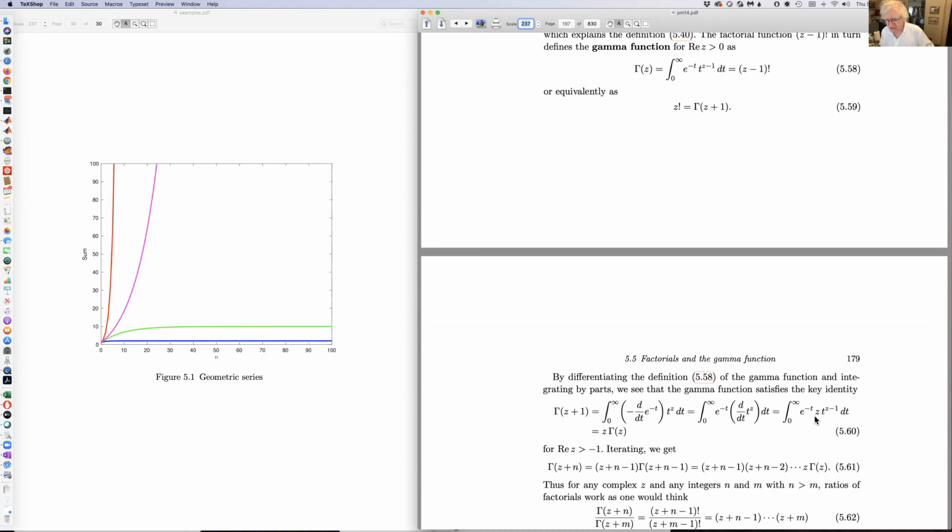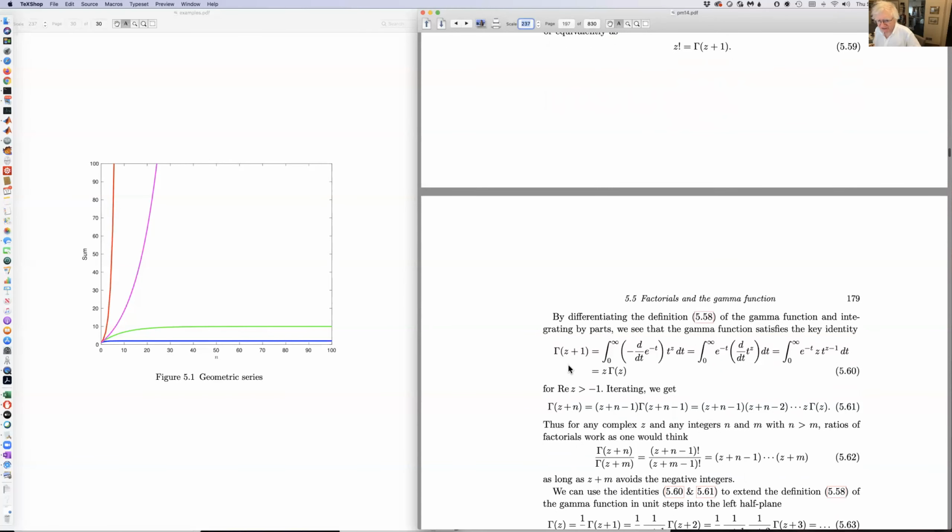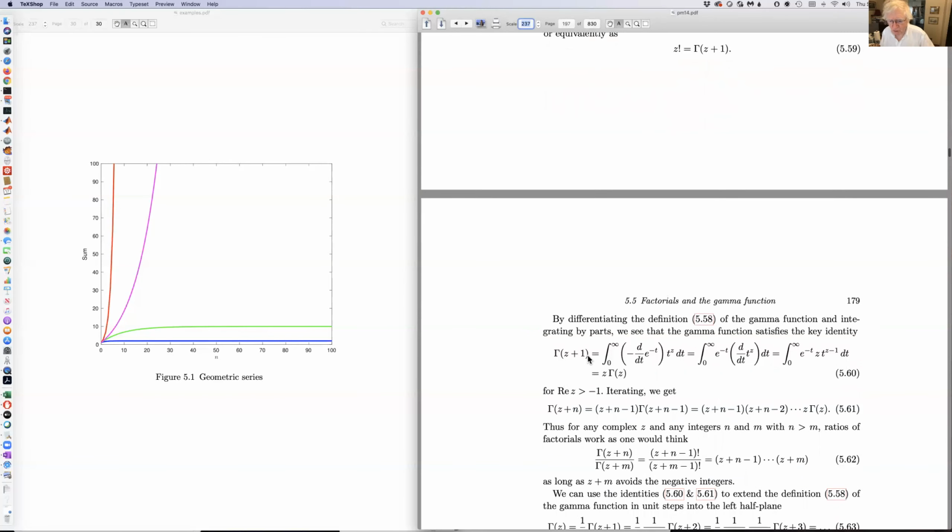But now you see, we can bring the z out, and we have a very interesting and very important identity: gamma of z plus 1 is z times gamma of z. This is for real part of z greater than -1. And so we can keep doing that, and we can keep adding integers to z.